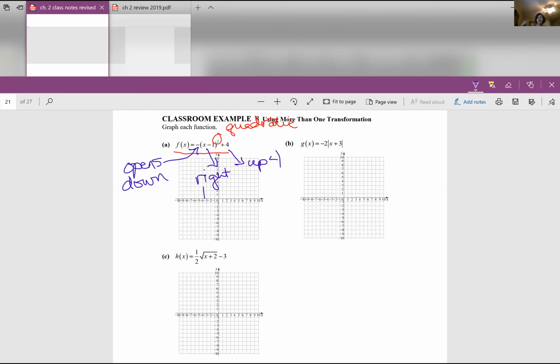Now, does this thing have any vertical stretch or vertical shrink? And that's just a yes or no. What do you say? No. And why would you say no?